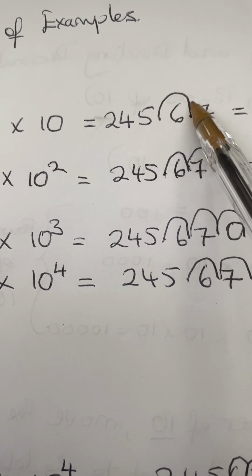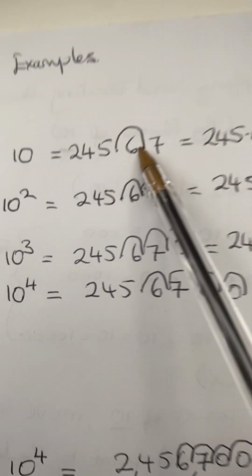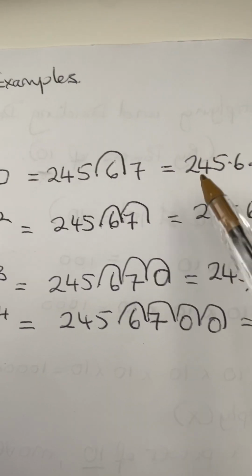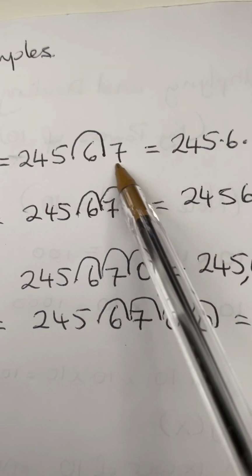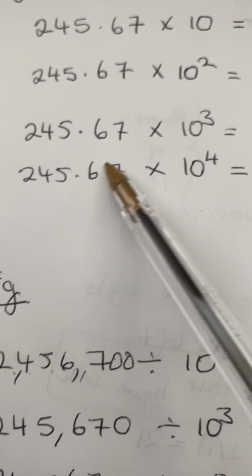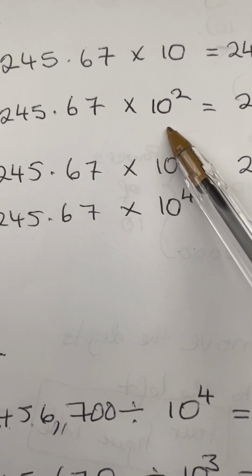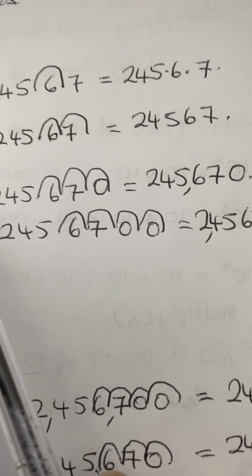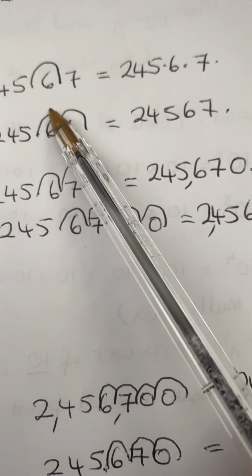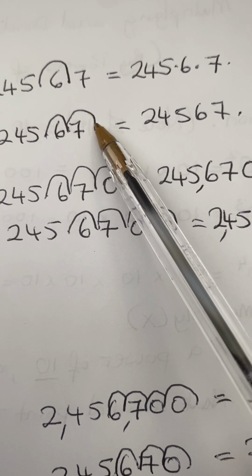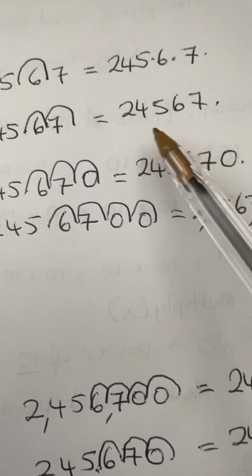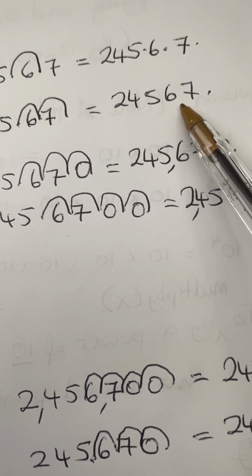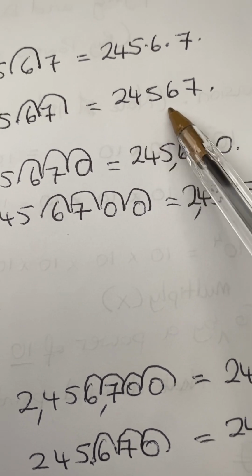My decimal place will move forward here. So my new answer now will be 2456.7. Okay, now times 10 to the power 2. So we are going to move it forward twice. So 1 and 2. So the decimal place now is behind the 7. So we have 24567. That would be our number here now.